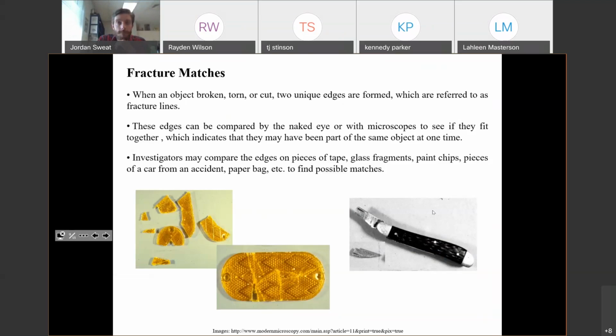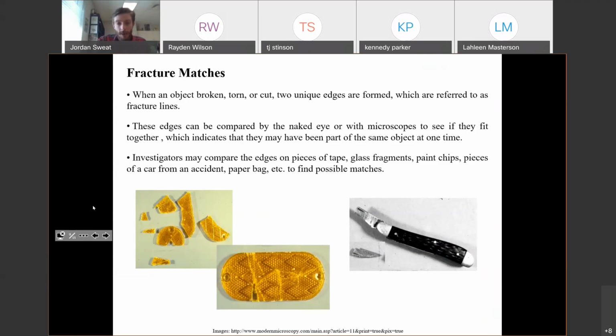But sometimes the person that did the crime might try to hide it somewhere. Obviously they're trying to get away with the crime, so they're going to do whatever they can to make it more difficult. You're absolutely right. When we compare those edges, just like with this example, you can tell with your naked eye that it belongs to that piece of paper. But sometimes it's a little more difficult. Ultimately, it's going to indicate that those two things were one solid piece at one time.